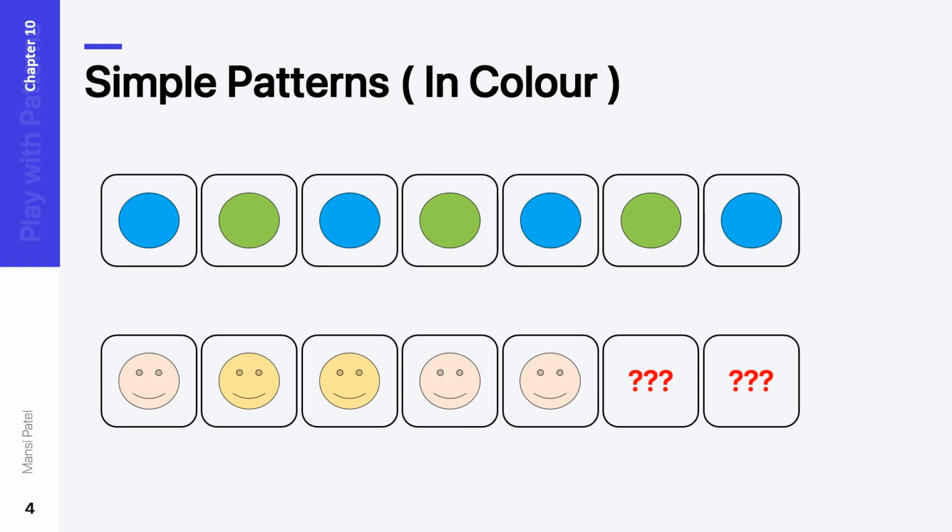You can see that here. Then again it is light yellow, and in the last it comes with light pink. So you can see here, this is the pattern. One time it comes with light pink, after that two times yellow. Then again it is pink, then two times yellow, and in the last it is a light pink color.